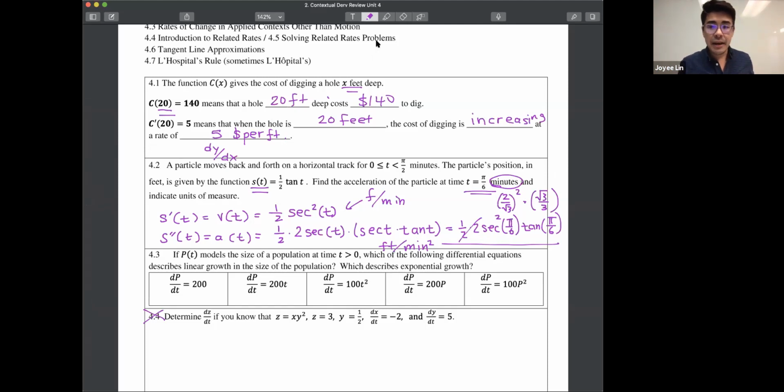Alrighty, so then we have 4.3. 4.3 is just a little bit more conceptual. One of the equations there is representing linear growth, and then one of the equations down there is representing exponential growth. This poll is to test you here to see. So let's call this one A, let's call this one B, let's call this one C, let's call this one D, let's call this one E. Which one do you think is a linear growth? Choose A, B, C, D, or E. And then which one do you think describes exponential growth?